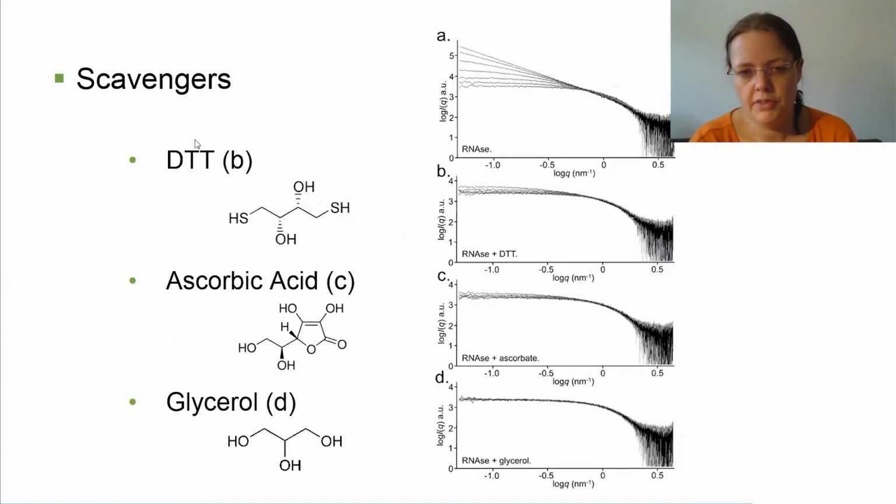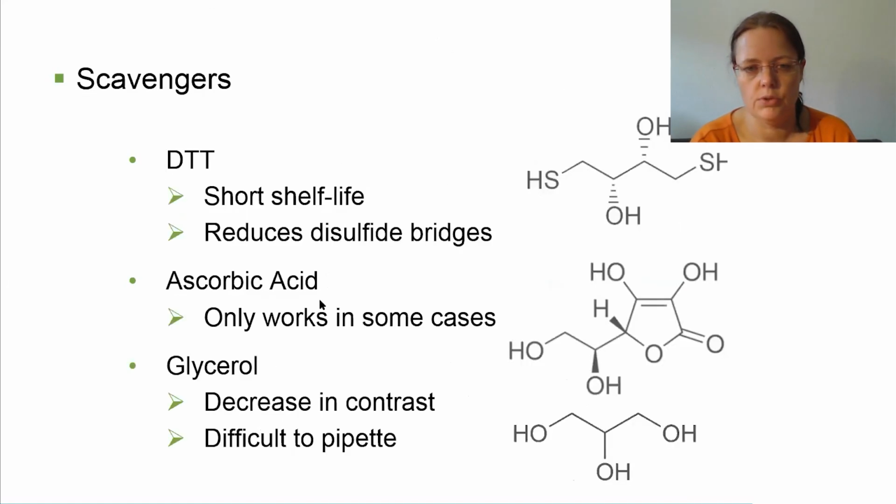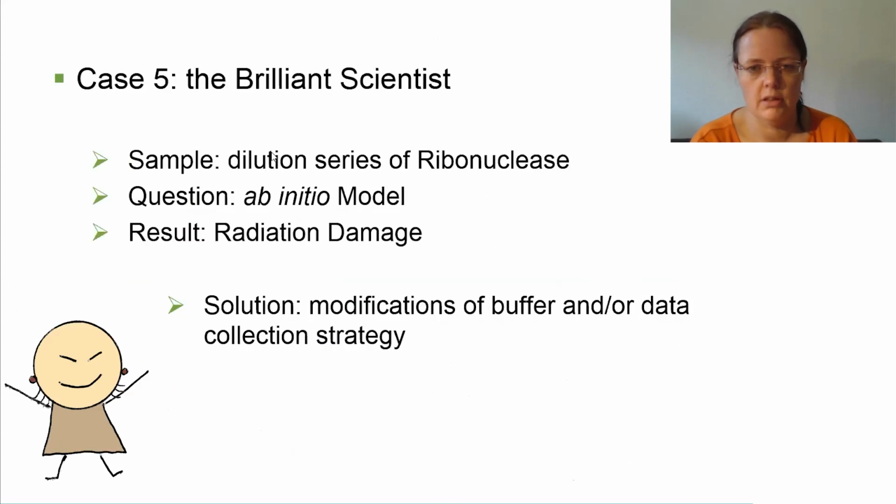There's also other stuff that you can do. You can add so-called scavengers that help you reduce the radiation damage. The scavengers have some advantages and some disadvantages, and it's really up to you to test for your sample which one's the best. You can look through these, and there will be a reference to the paper we've done on radiation damage that can give you some ideas if you have a problem with that.